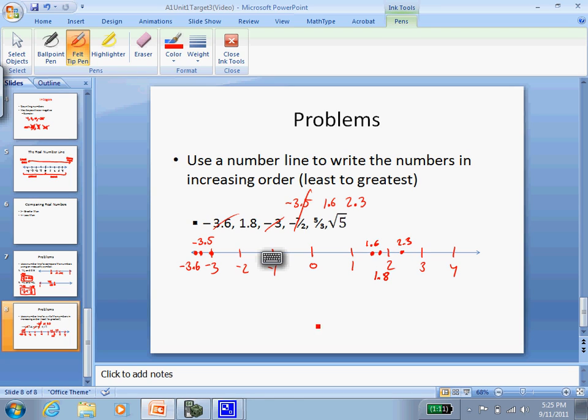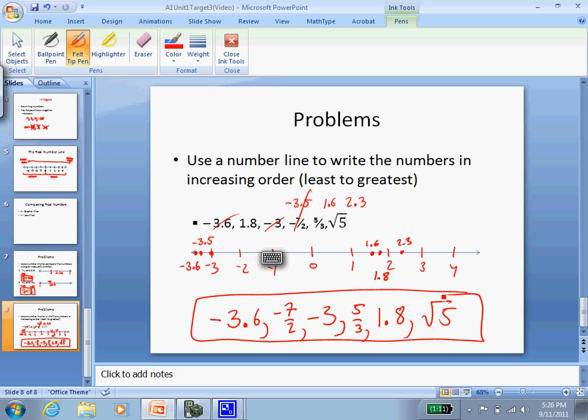So now we're ready to write them in order. So I have negative 3.6, I have negative 7/2, then negative 3, then 5/3, then 1.8, and then finally square root of 5. So now you should hopefully be familiar with ordering and comparing real numbers, and now you should be ready to go try some practice problems.